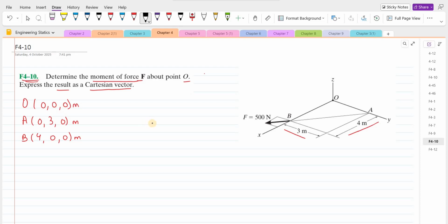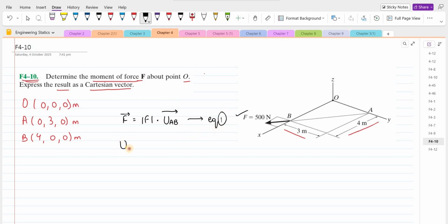So now we have to express this force F in Cartesian vector form. Force F is its magnitude times its direction, and for the direction we can use the unit vector along the line of action of the force. So the unit vector AB will represent the direction of the force F. Let's call this equation 1.